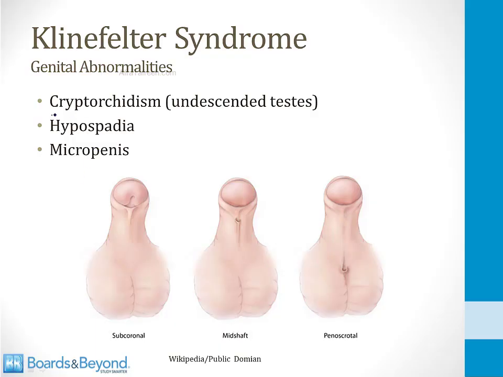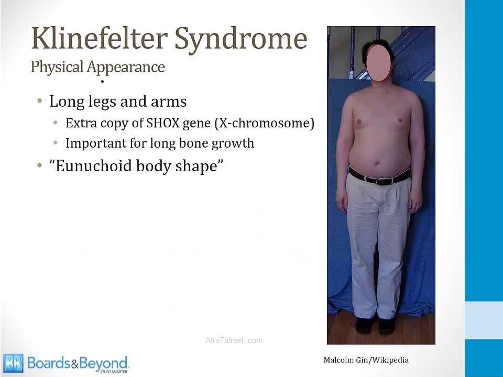First of all, they often have cryptorchidism, which is undescended testes. In addition, they often have hypospadia. Hypospadia is where the opening of the urethra is not in the normal position at the head of the penis. Shown on the screen are a couple examples of different types of hypospadia. And then finally, boys with Klinefelter syndrome often have a very small penis. This is called micropenis.